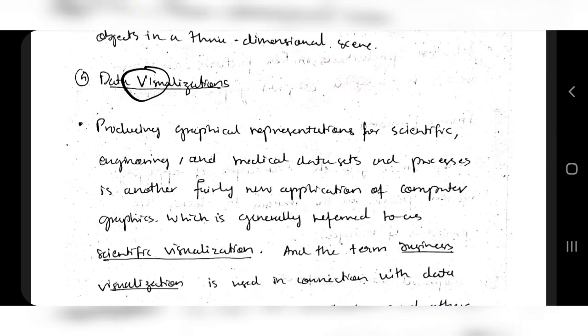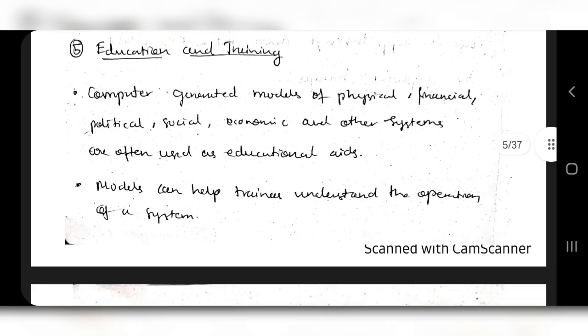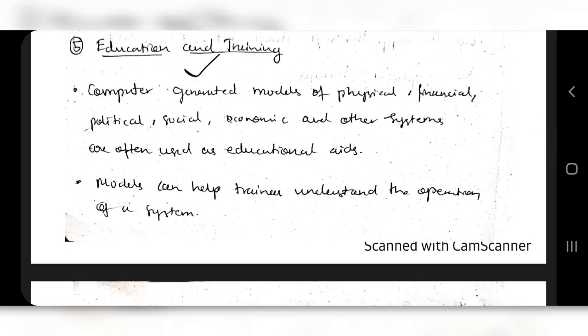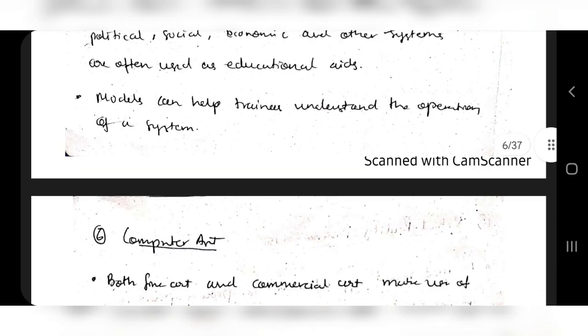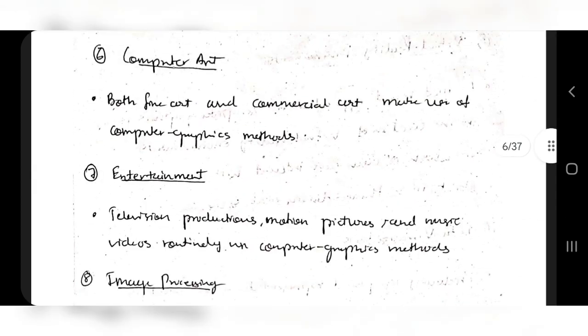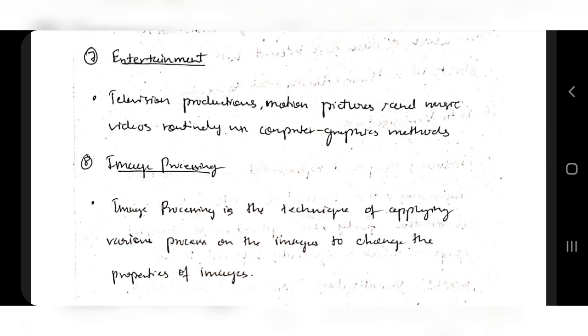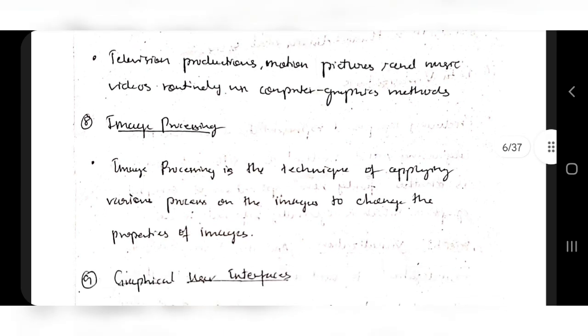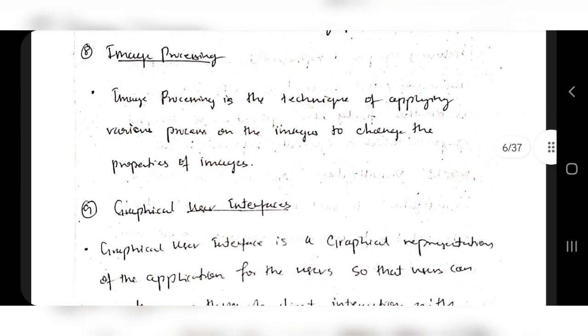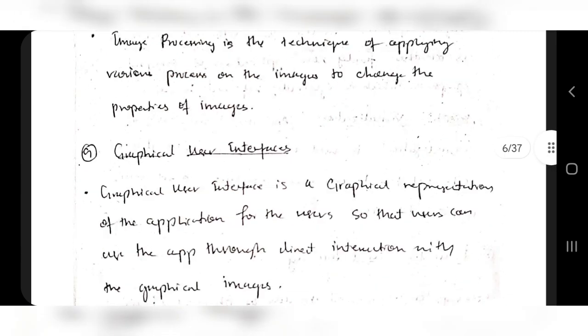Data visualization in ML and AI, and education and training to give a 3D representation of what is being taught to children, and computer art to make art pieces, and entertainment, like adding the effects of computer graphics in the movies and all. Image processing will be using computer graphics techniques to add filters to the image, basically, right?